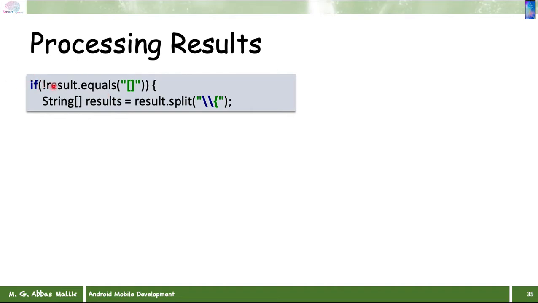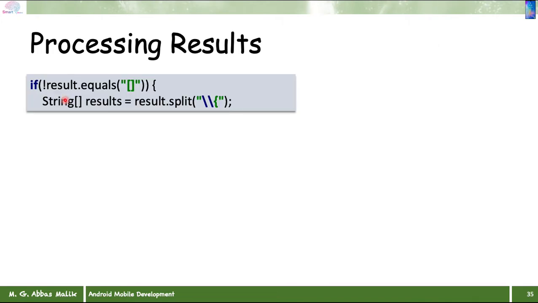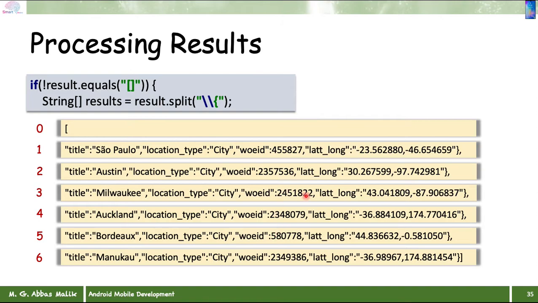Now we are checking if that result is not equal to this. If it is not equal to this, it means some location values have been returned by the system. So then we say string array results is equal to result dot split, splitting on the left curly brace. When you do this, it becomes something like this, because it removes that curly brace and then divides. After that we have the curly brace, that will become the first element in the string array, this the second element, third element, fourth element, fifth element, sixth element, and seventh element.